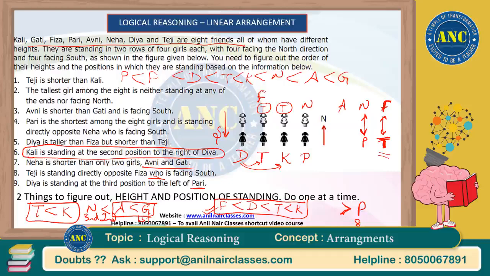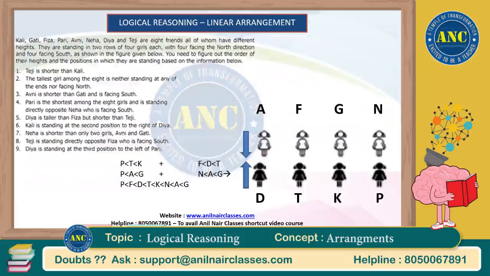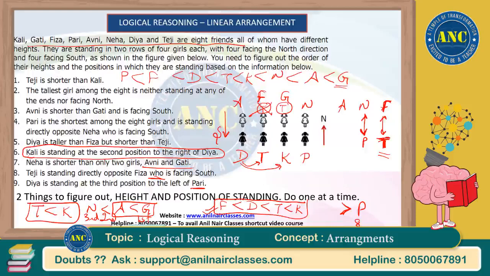Is Fiza the tallest? No. So the tallest girl is whom? Gati. So Gati would be here. So the only person left here is Avni. So in this way, we got the 8 positions as well, and in the same way, we also got their heights. Okay. So this is how you can solve such caselets. AFGN is correct. DTKP is also correct. So we got the information and we were able to solve this particular caselet also.